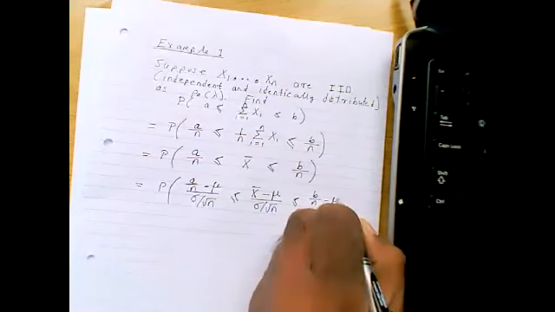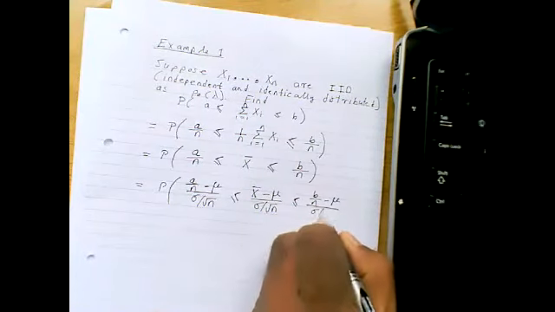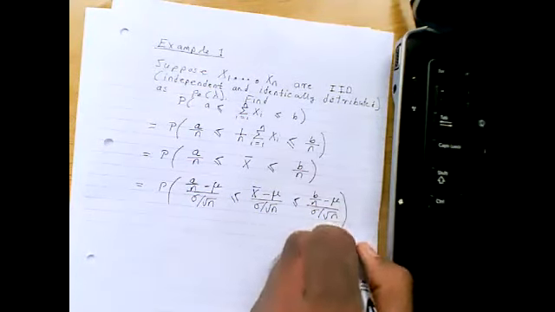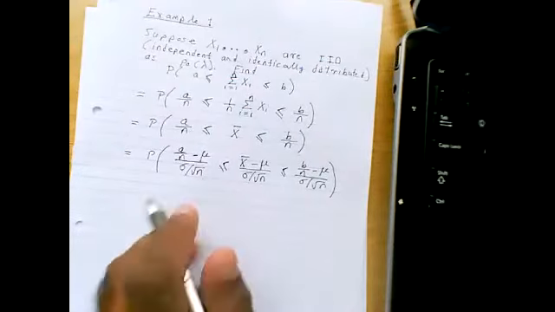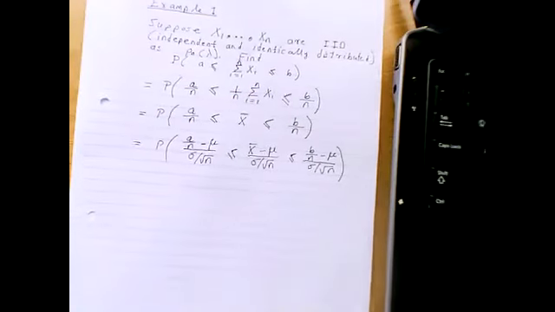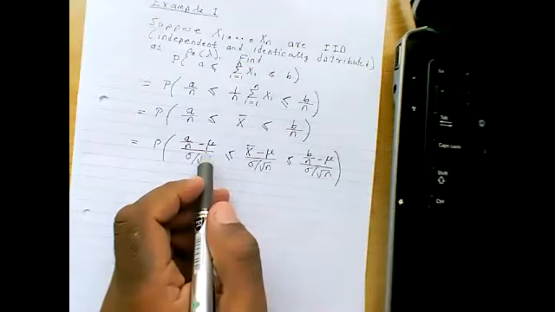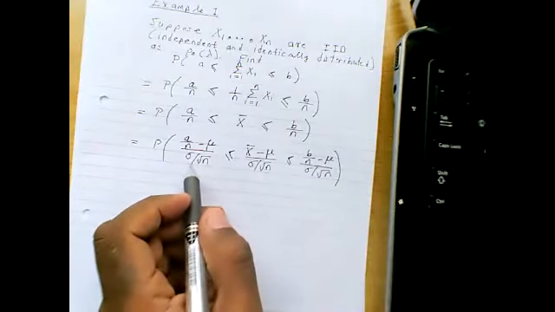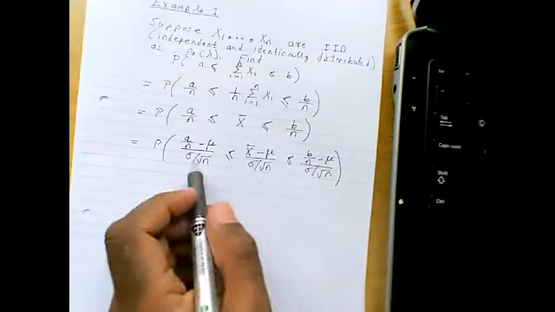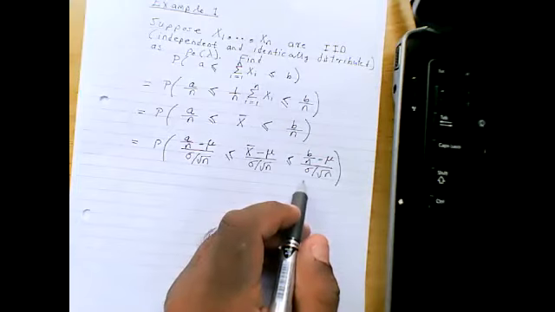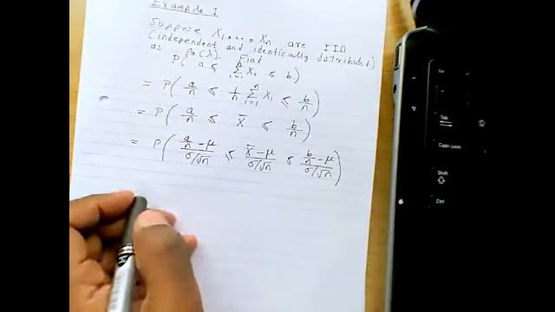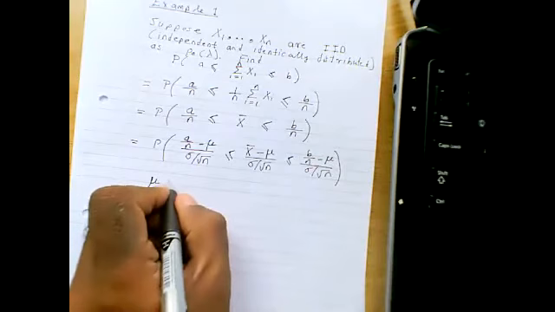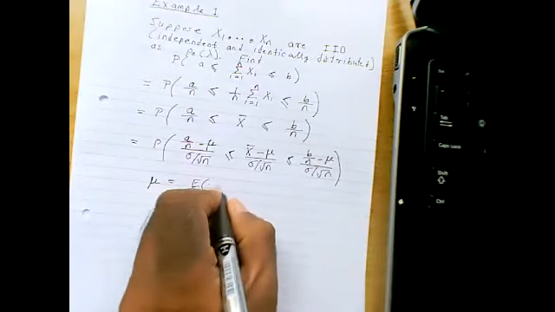You see what I'm doing, guys. I have subtracted mu, the population mean, and divided by the standard error for each of the three terms. Remember, mu is the population mean, in other words, the expected value of x.